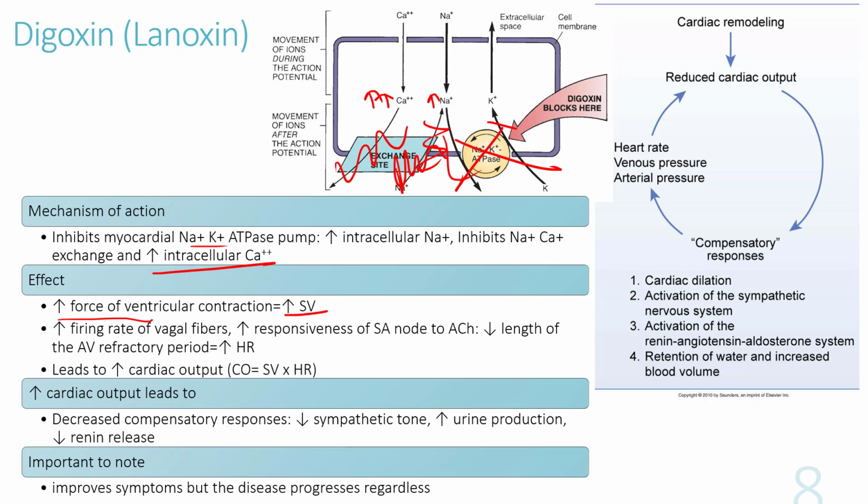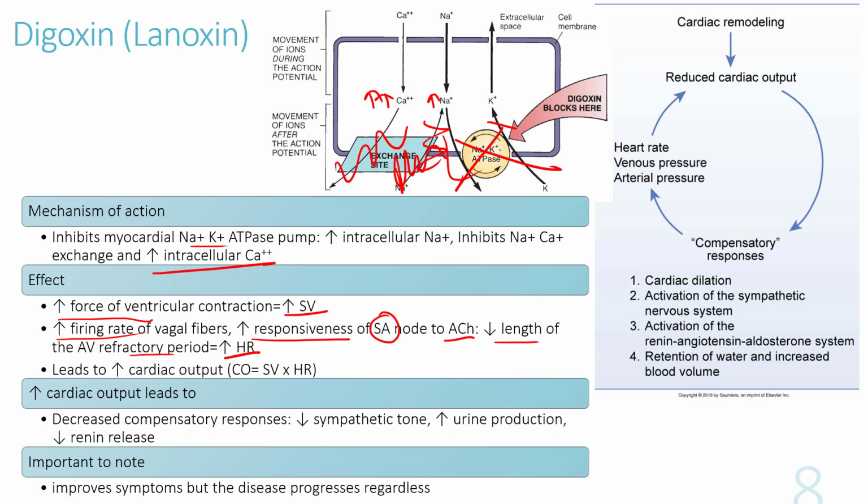stroke volume, right? And with that, you also increase the firing rate of autonomic fibers, and so you basically increase responsiveness of the sinoatrial node to acetylcholine, and that decreases the length of the refractory period in the AV node. And remember, the refractory period is the period in an action potential where it's very hard or impossible for another action potential to fire. So if you reduce the period, then it means that more action potentials can be fired, and so heart rate is increased, right?